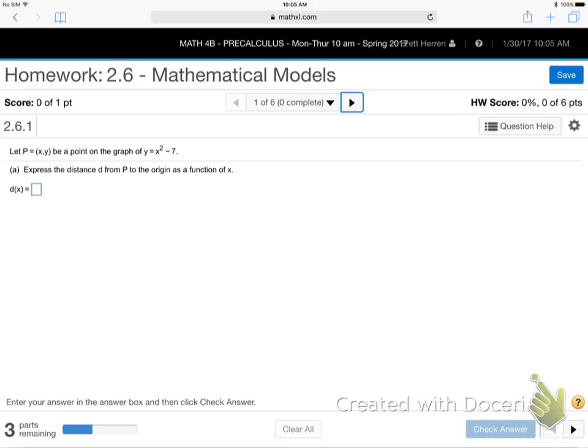Okay, good. So let P equals (x, y) be a point on the graph of y equals x squared minus 7. Express the distance d from P to the origin as a function of x. Okay, what are they talking about? These are hard for most people, but they're not that bad, I think, once you've seen me do a couple of them. Basically, let me give you the big idea first, and then I'll get down to the details.